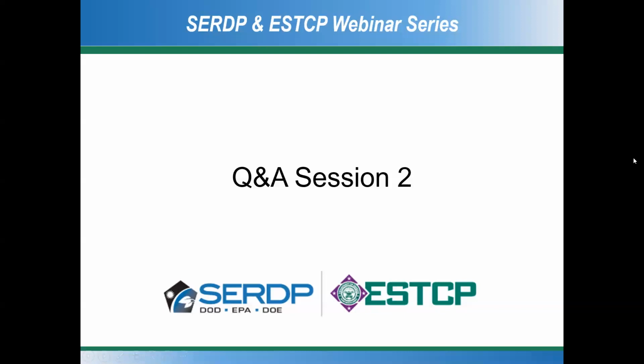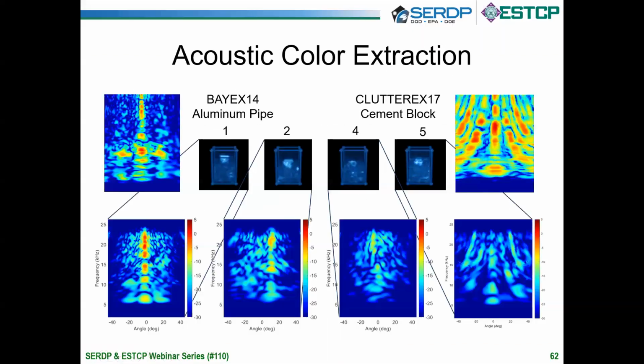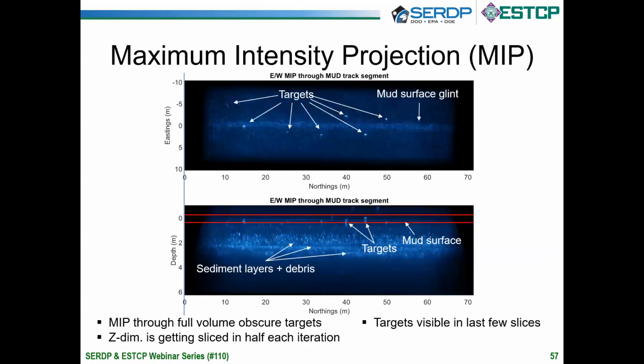But go ahead and ask the question. I have a hard copy. There it goes. Okay. Are those plots showing amplitude in the time domain or in the frequency domain?